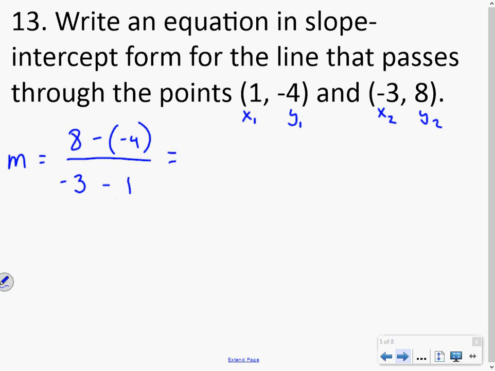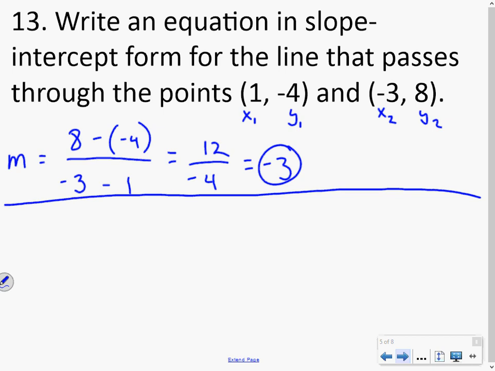which is going to give us -3. So we have our slope, okay? But I don't know my y-intercept. So I need to use point slope form, okay? Point slope form is y minus y1 equals m times x minus x1. I need to use this formula, and then I can solve for y and get my answer in slope-intercept form.